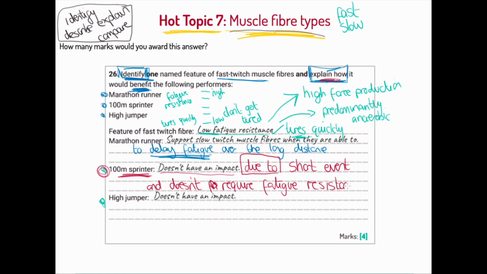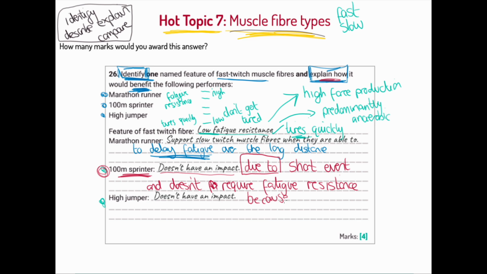So you're not going to tire in the 100 meters. You're not going to suddenly think, oh my gosh, I can't cope with this anymore. It is a short event, so it doesn't tire. So you don't need to worry about that. And then let's move on to high jumper. It doesn't have an impact. Again, I've said this is not going to get you the mark.